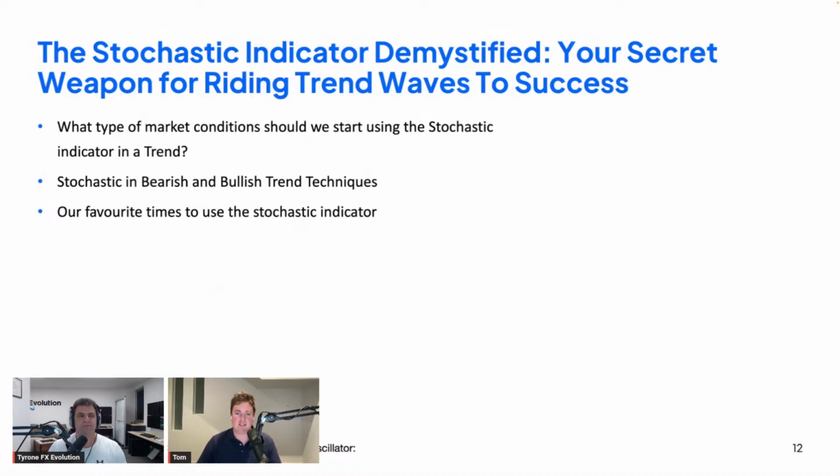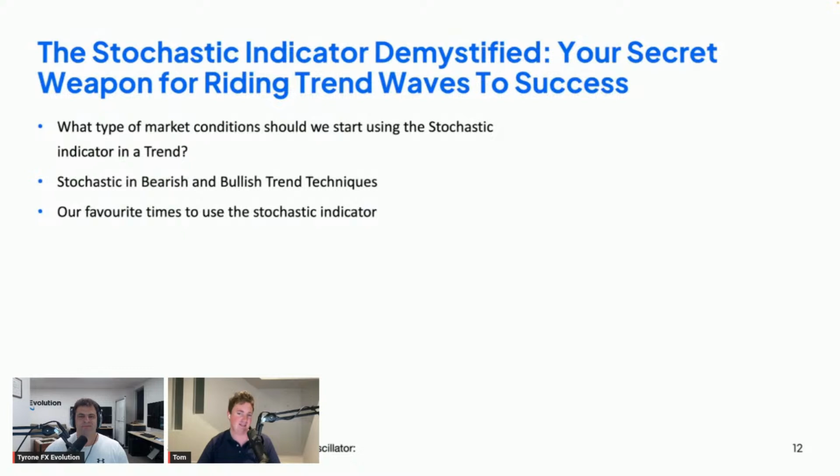So I think the stochastic indicator is often misunderstood. Sometimes we think about it as just in sideways markets, just in range bound markets, but actually it can be used as a pretty good weapon when riding trends and waves to success. So, Ty, can we use stochastic indicators in trend?